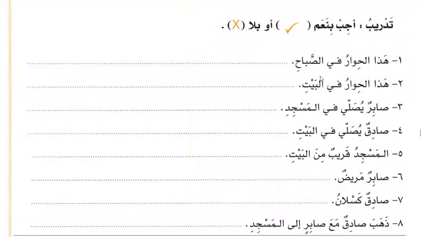So you will read this sentence. If the sentence is correct according to the dialogue, you will put a check mark here. And if the sentence is wrong, then you will put an X mark here.